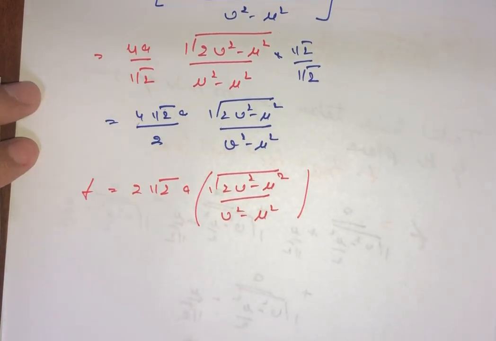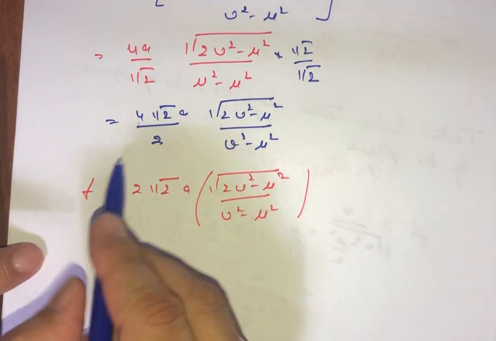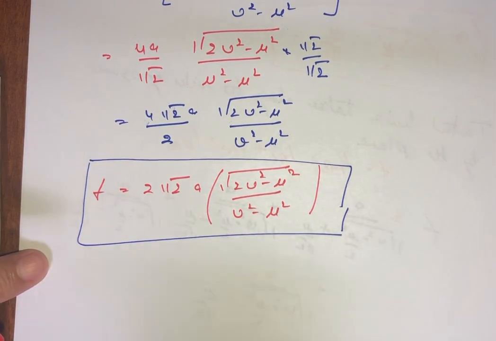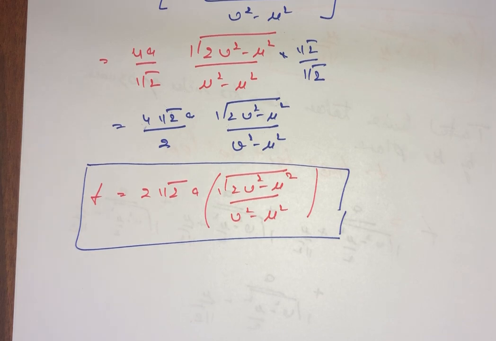Okay, so this is our final answer: the time taken by the plane in two cases, first when the wind direction is along the side, and second when it is along the diagonal.